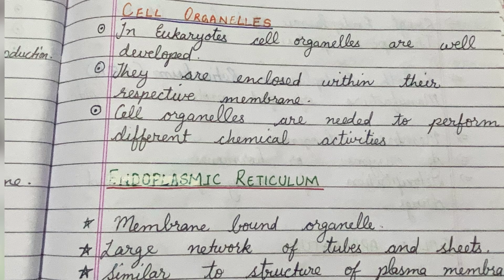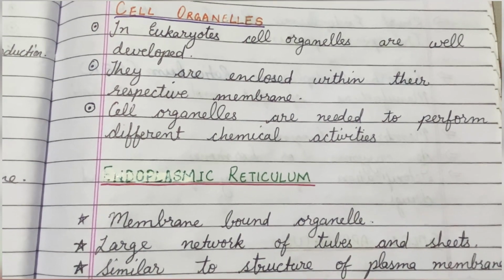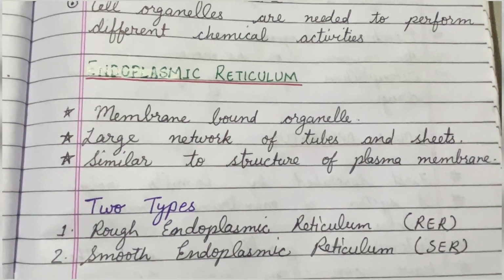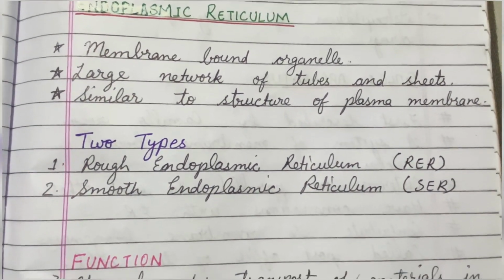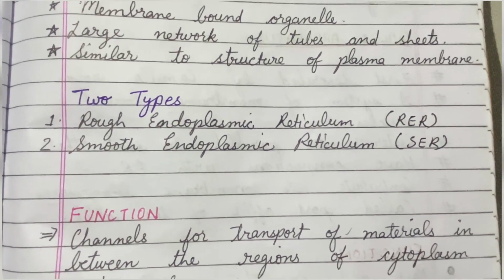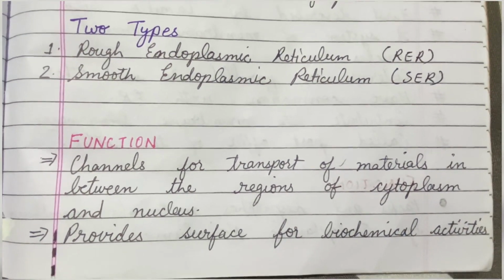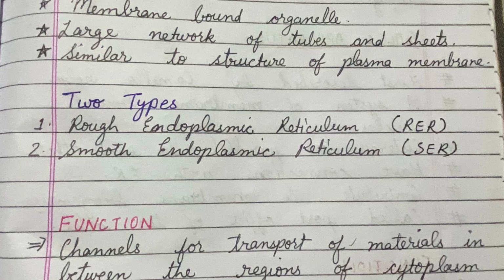The eukaryotic cell contains cell organelles. These cell organelles are well developed. They are enclosed within their respective membranes. Cell organelles are needed to perform different chemical activities. Some of the cell organelles are explained here. Endoplasmic reticulum. It is membrane-bound organelle. It has large network of tubes and sheets. It is similar to the structure of plasma membrane. It is mainly of two types. Rough endoplasmic reticulum, which is abbreviated as RER, and smooth endoplasmic reticulum, which is abbreviated as SER.